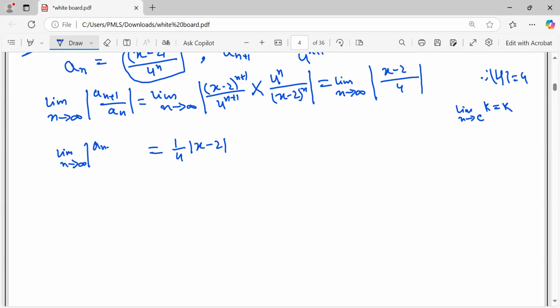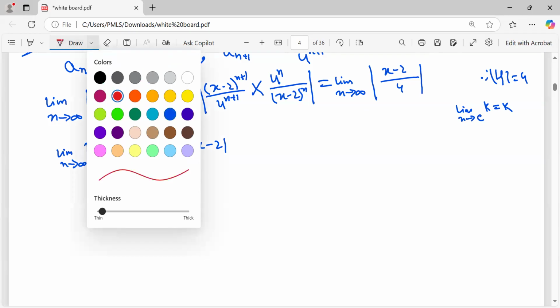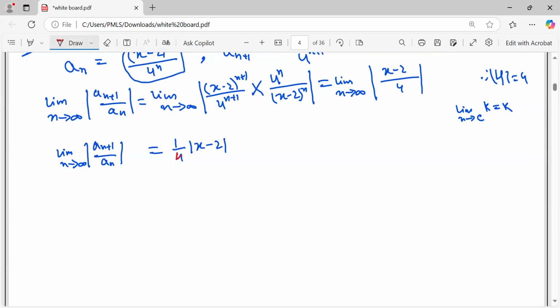So in this case, this is the third case, where the limit as n approaches infinity becomes 1 over 4 times mod of x minus 2. In the third case, we know what our radius of convergence will be: the one which is in our denominator. So our radius of convergence is 4.